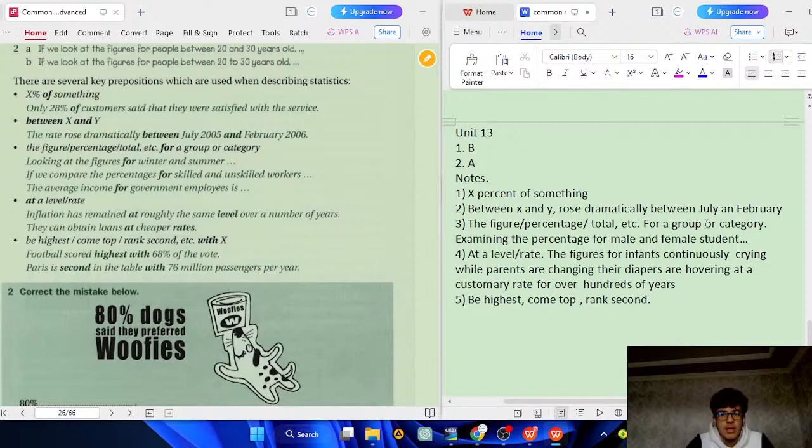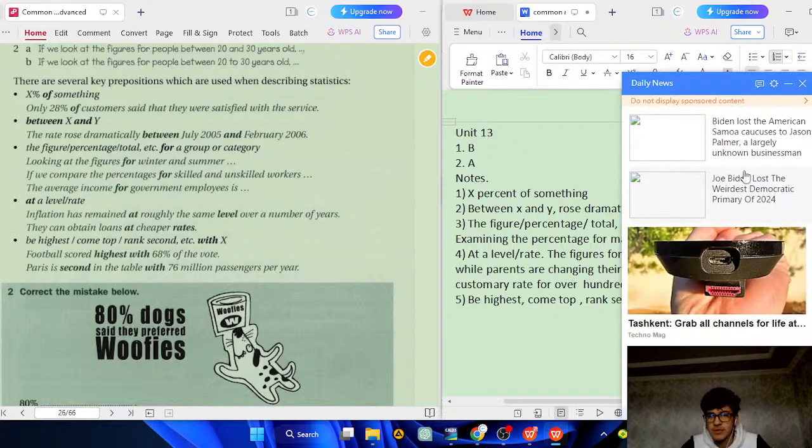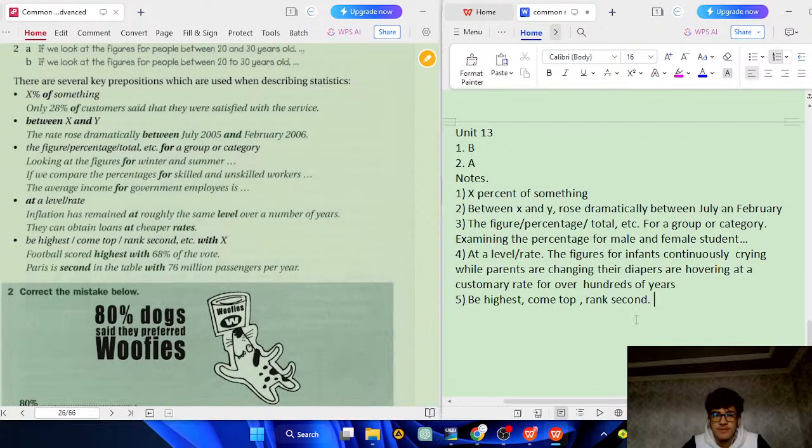Rank second. The highest come top. Rank second. What else? This is it. I should be thinking of an example with this races.